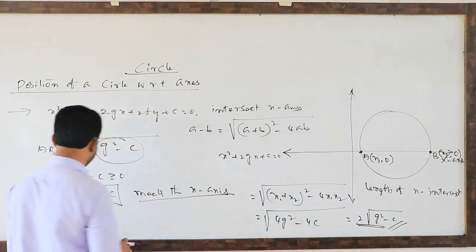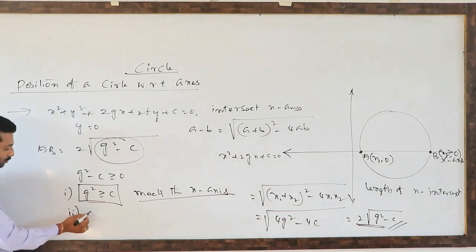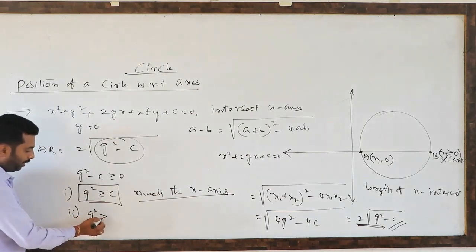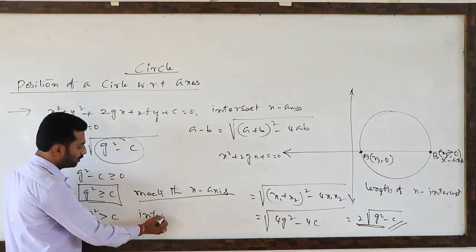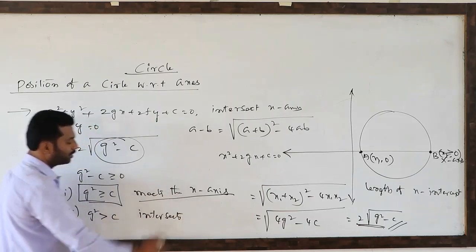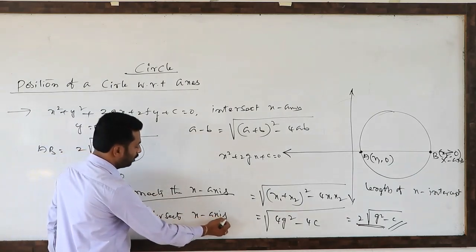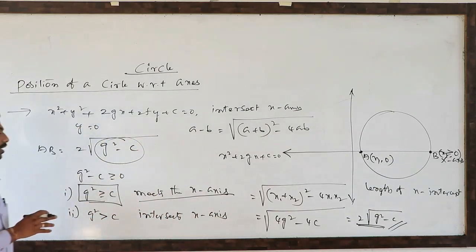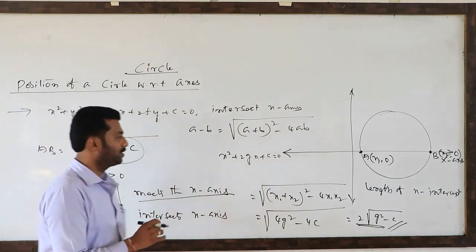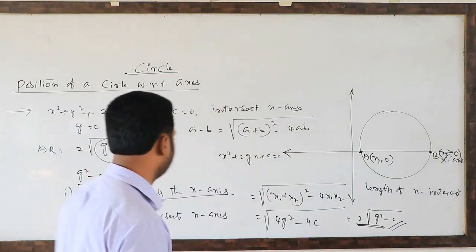Intersects means, you observe, g² > c means the circle intersects the x-axis. So in the coaching part, these are the very basic, most important concepts. If you understand these concepts, whatever the problem is, you can easily answer. So that point you have to remember.